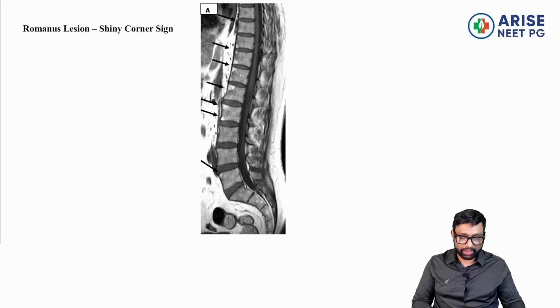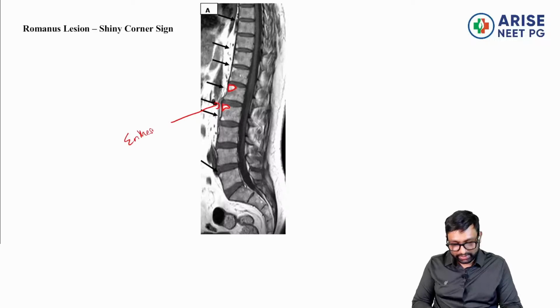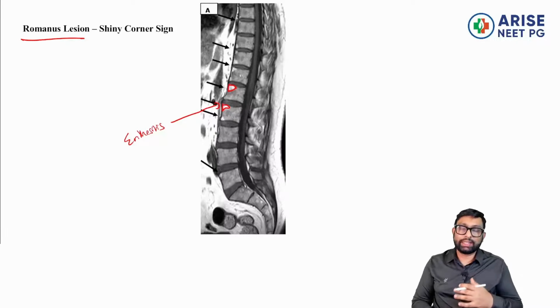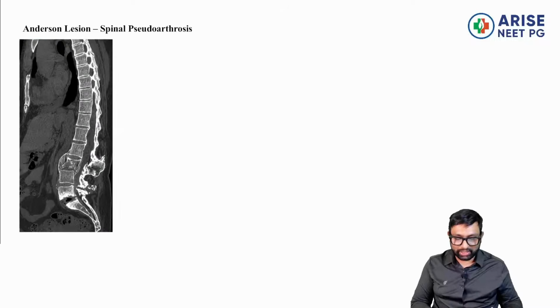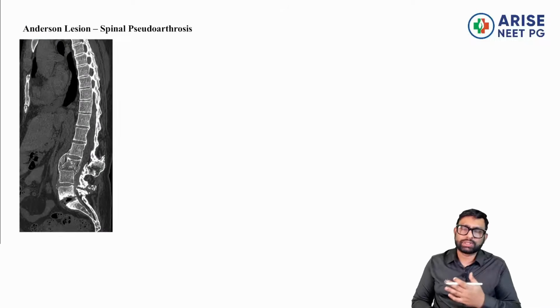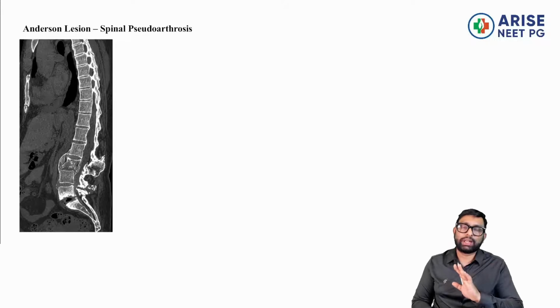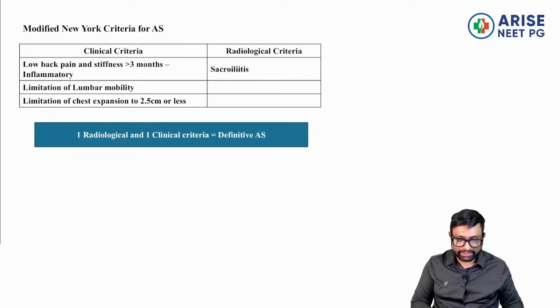And when you get an MRI, you will notice the MRI like this. You will see these kind of shiny corners which are representing enthesitis. This is because there is enthesitis happening in that corner. That is why there is a shiny corner seen there, which is also called a Romanus lesion, and these are early signs of ankylosing spondylitis. Another feature is spinal pseudoarthrosis, which you can see in an MRI and a CT as well. So remember this, the earliest investigation for ankylosing spondylitis is MRI. Okay, it is MRI, but also you have to remember a few other clinical signs as well.